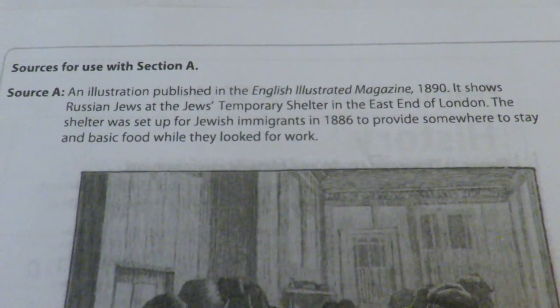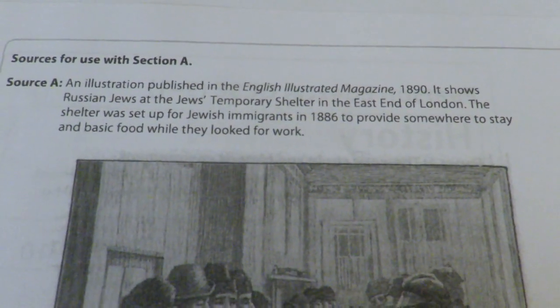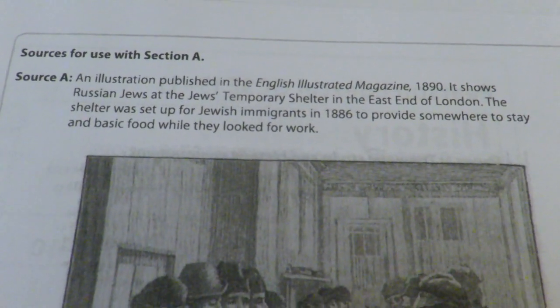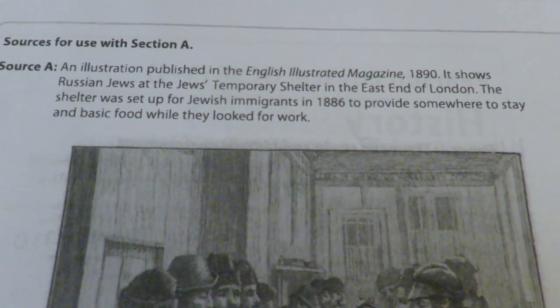So it says, an illustration published in the English Illustrated Magazine 1890. It shows Russian Jews at the Jews' temporary shelter in the East End of London. The shelter was set up for Jewish immigrants in 1886 to provide somewhere to stay and basic food while they looked for work. Okay, so let's go to our question.